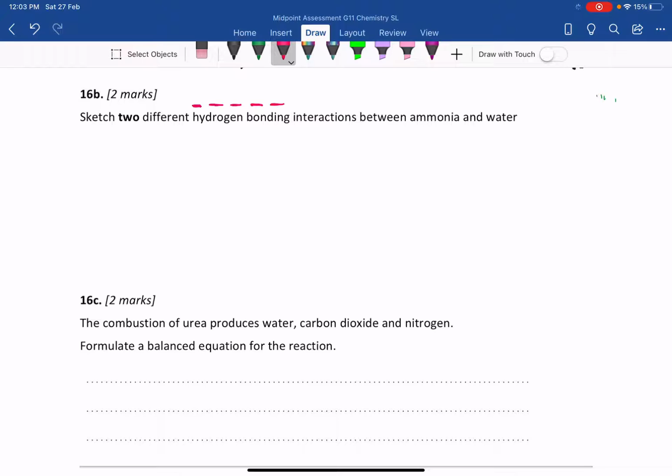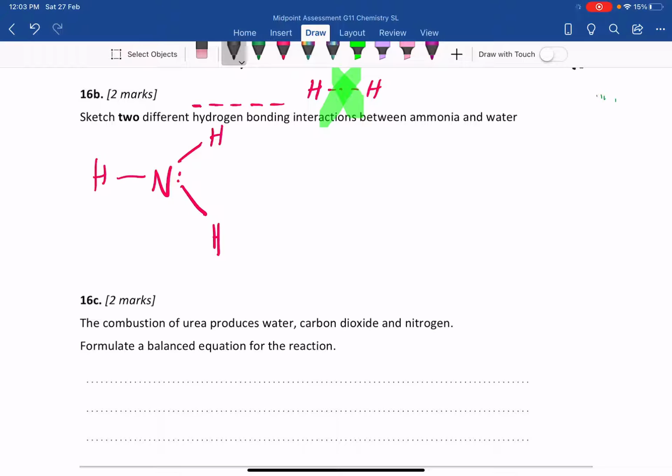Now, how would I start this one? I would draw an ammonia. I would include a nitrogen and a hydrogen. I would make sure that I've got my lone pair indicated as well. Hydrogen bonding does not happen between a hydrogen and another hydrogen. Absolutely not. It happens between a hydrogen and an oxygen.